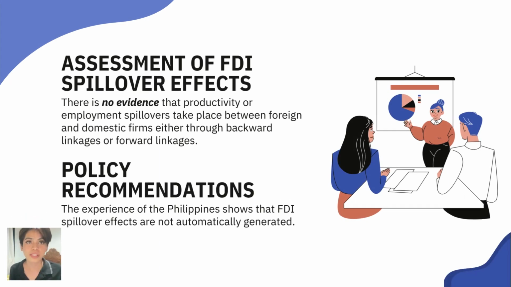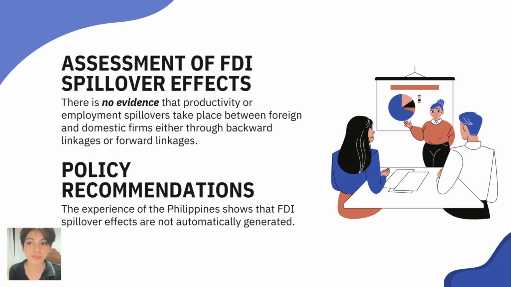And now let's proceed with the assessment of FDI spillover effects. There is no evidence that productivity or employment spillovers take place between foreign and domestic firms, either through backward linkages or forward linkages. So this statement suggests that there is no proof that foreign and domestic firms benefit from each other in terms of productivity or employment spillovers.